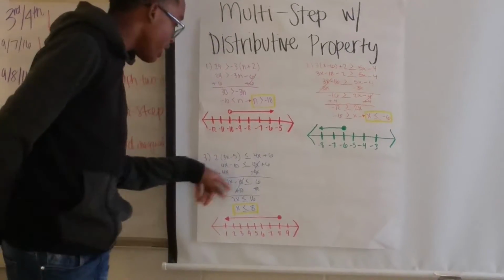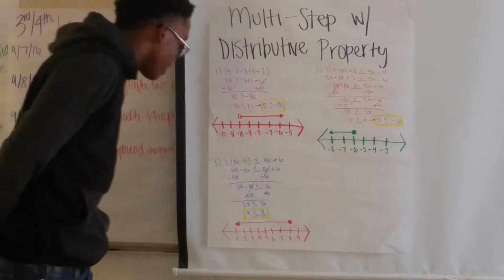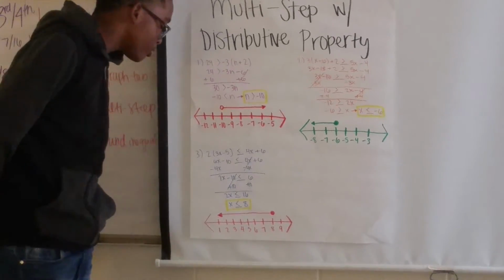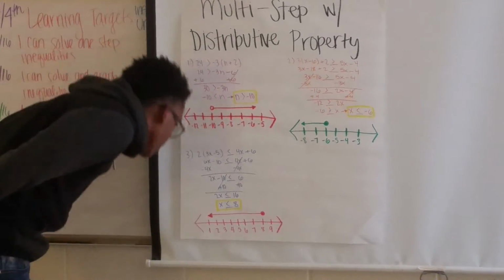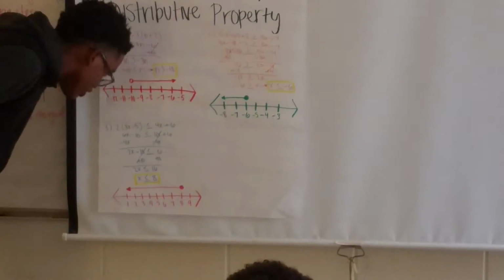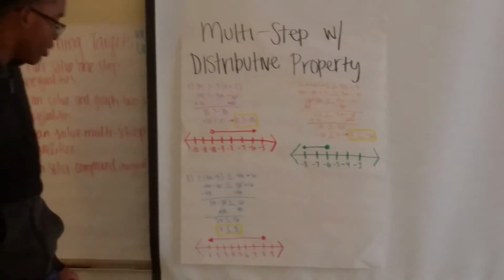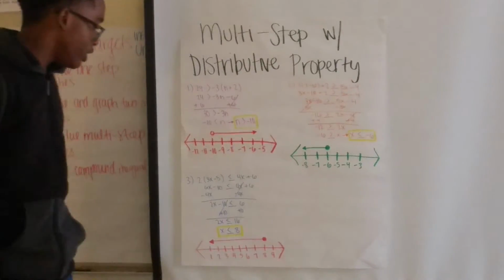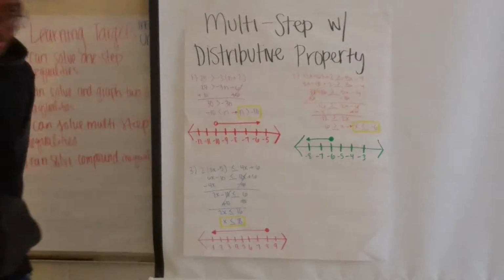Then we added 10 to both sides. We got 2x less than or equal to 16. Then we divided by 2. We got x is less than or equal to 8. Then on the number line, we had a closed circle because they had a line.